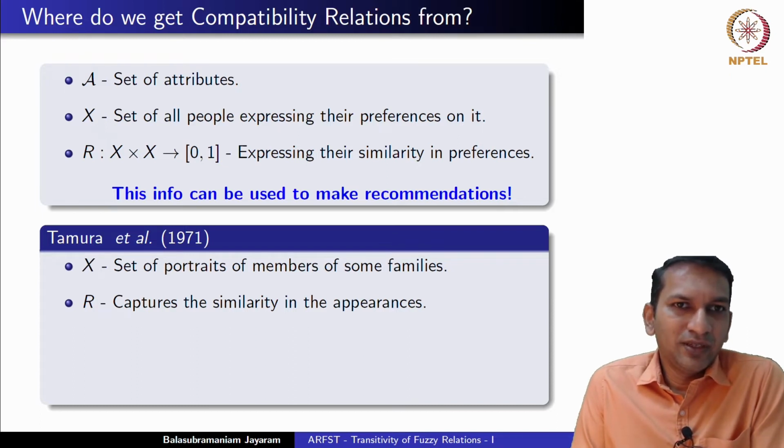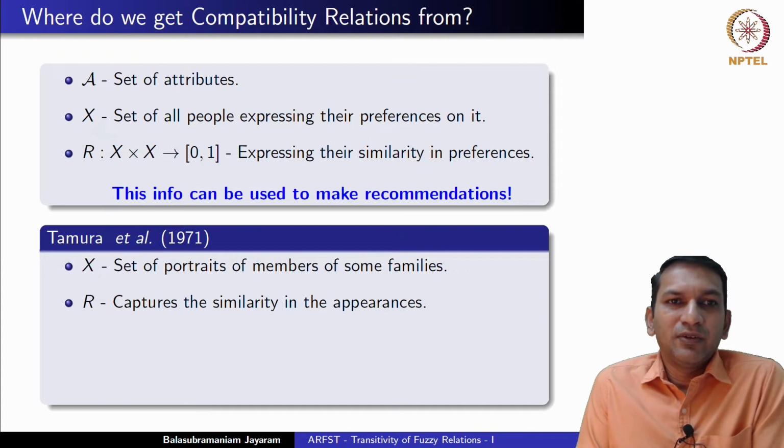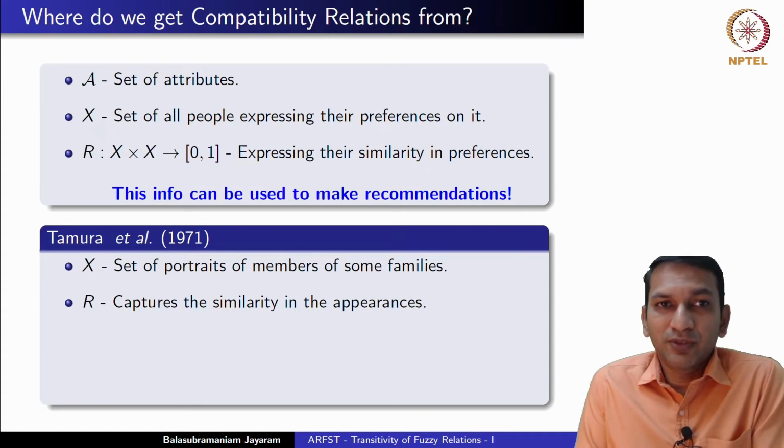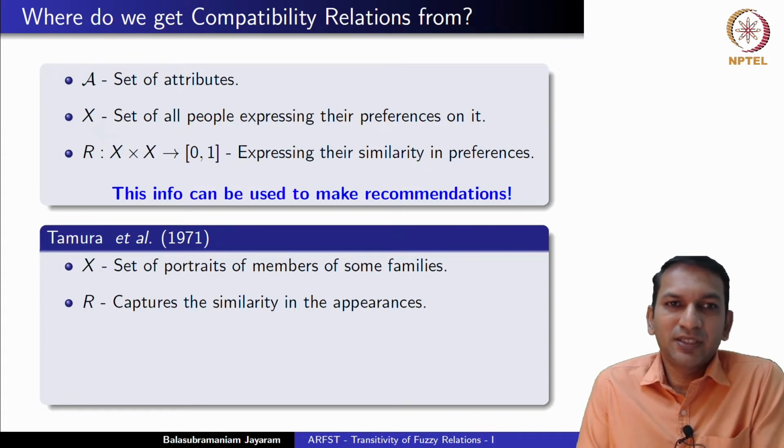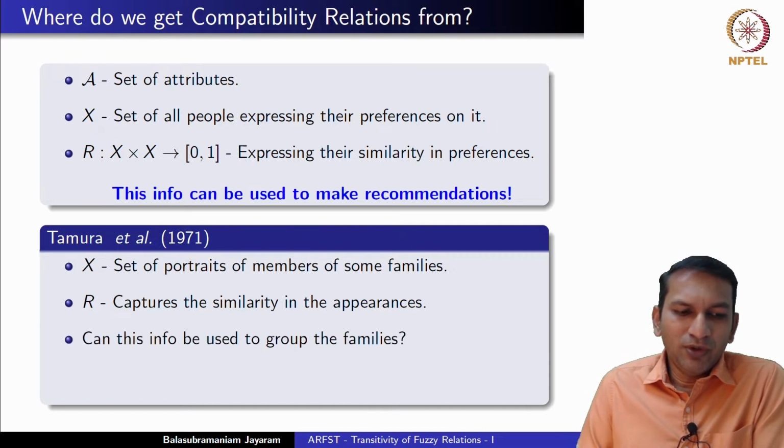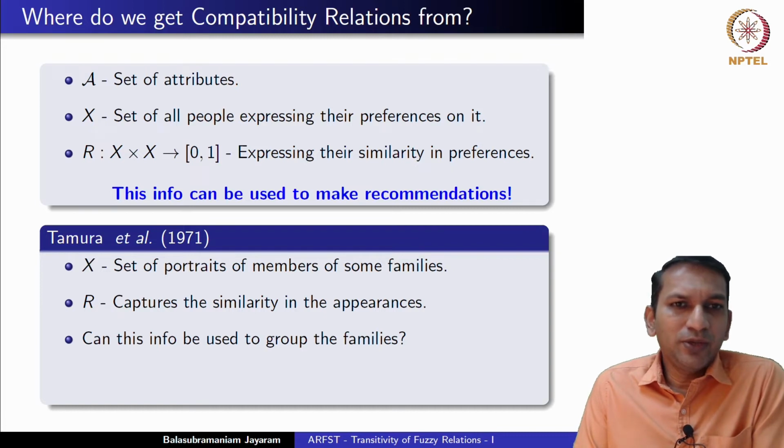It is clear now that it is way too much to expect this relation to be transitive also. Clearly, it is symmetric because it doesn't matter which way you are comparing a pair of photographs, but it is unlikely to be transitive, and especially min-transitive. However, what they wanted to do was, they wanted to make use of this relation and see whether the portraits could be grouped into families.